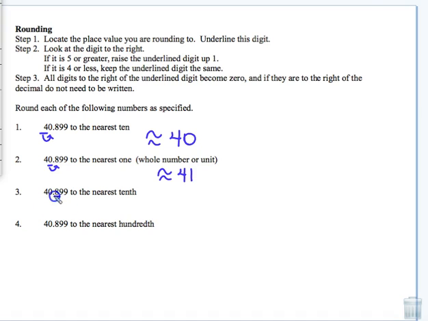To the nearest 10th, I'm going to look at the hundredths place to the right of it, which is greater than 5. So that's going to make this round to 40 and 9/10 approximately. And then to the nearest hundredth, here is the nearest hundredth. To the right of it, I have a 9, and so that's definitely greater than 5. But when you round that up, what it actually becomes is approximately 40 and 90 hundredths, because the 89, when you round it up, will round up to 90.